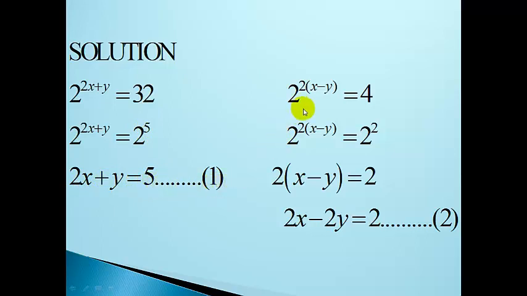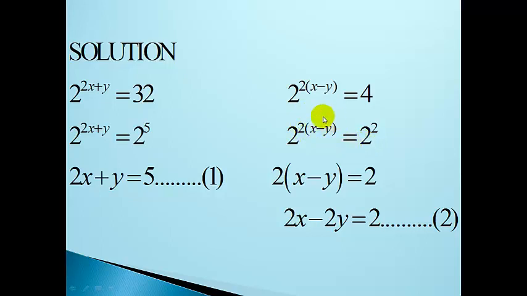From the second equation, we were given 2 exponent 2 into bracket x minus y equals 4. The base on the left hand side equals 2. And so we express 4 also to have a base 2. And 4 can be expressed as 2 squared. Now the bases are the same. That is 2. And so we can equate the exponent.